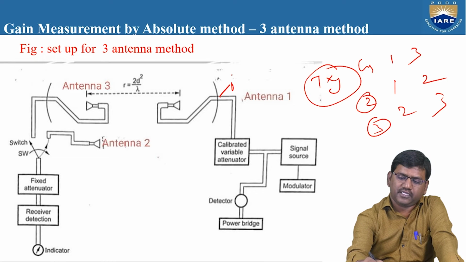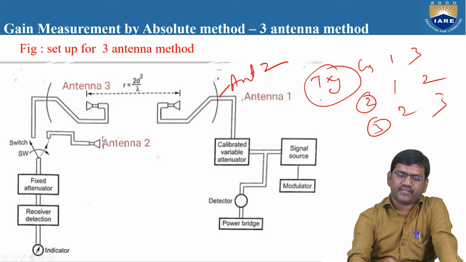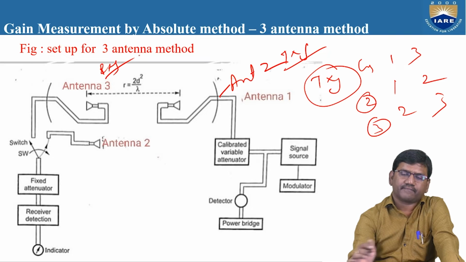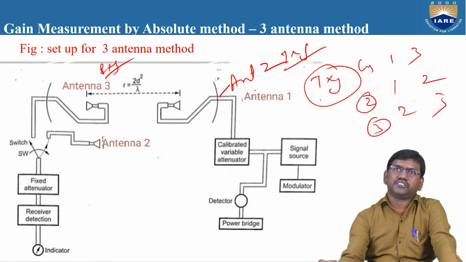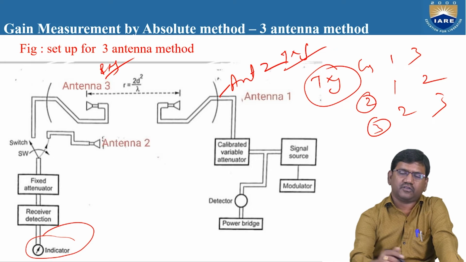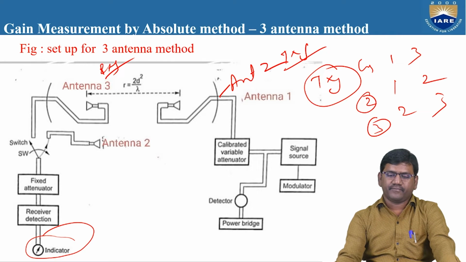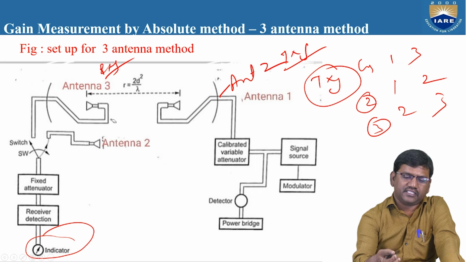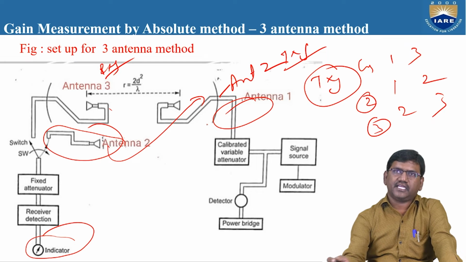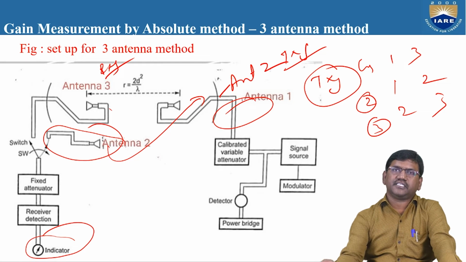Now there is antenna 2 here. Our antenna 2 is a transmitting antenna, and antenna 3 is the receiving antenna. When antenna 2 is transmitting the signal, antenna 3 is the receiver. What is the amount of power received by antenna 3? You note down the reading by means of this indicator. Now the standard gain antenna is the transmitting antenna, and antenna 3 is the receiving antenna.